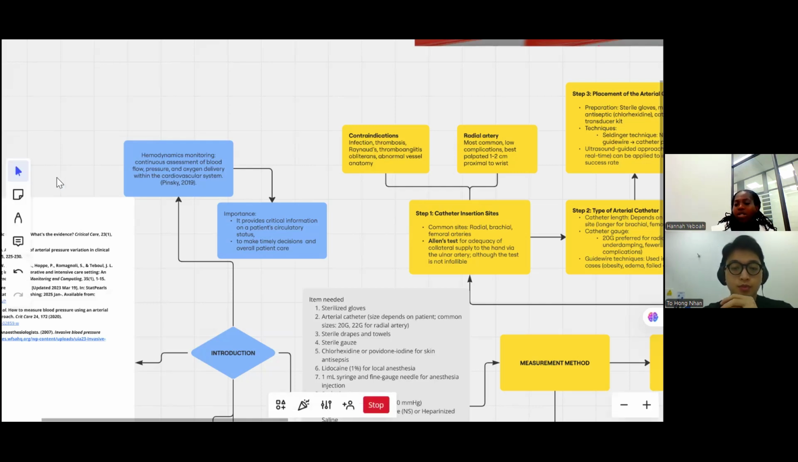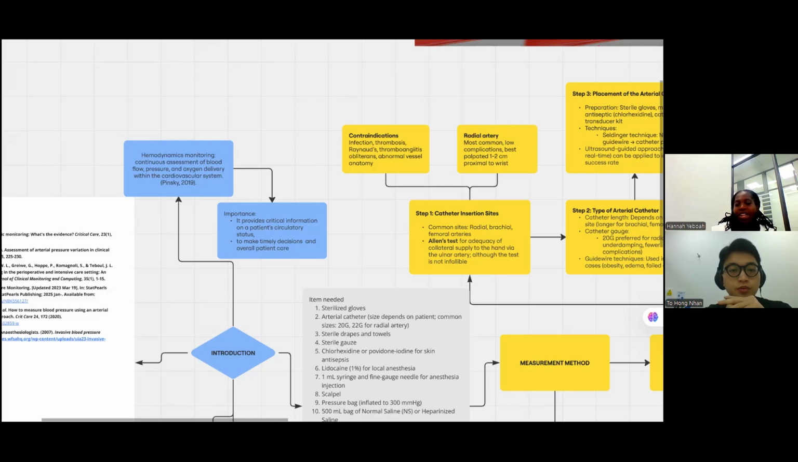Now, what is the importance of this? The importance is to provide critical information about a patient's circulatory system. As I said earlier, sometimes we have patients, especially those in the ICU and the ER, where it's very difficult to assess their blood pressure. So we need to use arterial pressure monitoring to be able to assess it. It also helps us to know what is going on in the patient's body when it comes to the circulatory system. The next is to make timely decisions and for overall patient care.